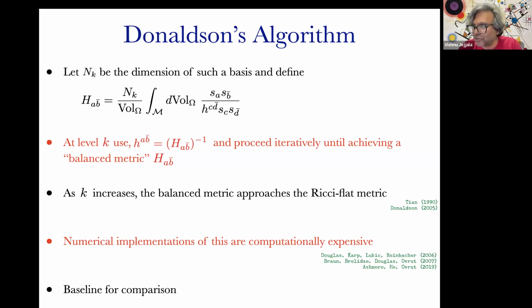The difficulty with this implementation is that the numerical methods of doing this are computationally expensive. The number of sections grows polynomially with the level, and as a result, it's a very slow way of achieving a flat metric. So we're hoping machine learning will improve this convergence to the Ricci-flat metric. So that's the aim in doing what we're doing as we proceed.